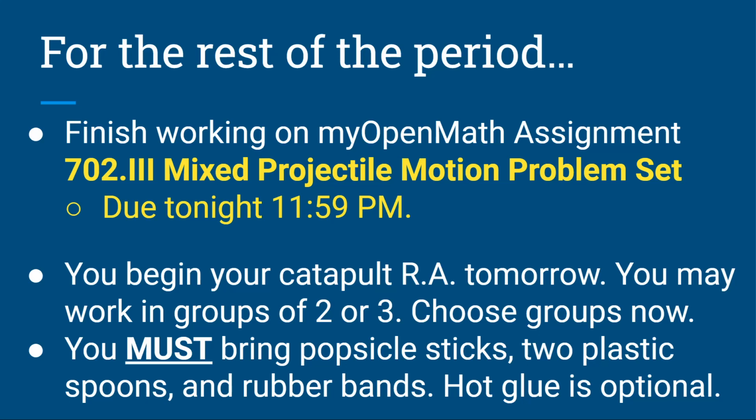But find yourself 1 or 2 other people to work with, and amongst yourselves, talk to each other because you need some supplies tomorrow. You need popsicle sticks, plastic spoons. I said to bring 2 just in case you break one, because that's what you're going to have to launch with. And then rubber bands. If you want hot glue, that's optional. But at a bare minimum, popsicle sticks, plastic spoons, and rubber bands. I would recommend hot glue if you have a hot glue gun, or you can go pick one up. But again, you're building a catapult that looks something like that.